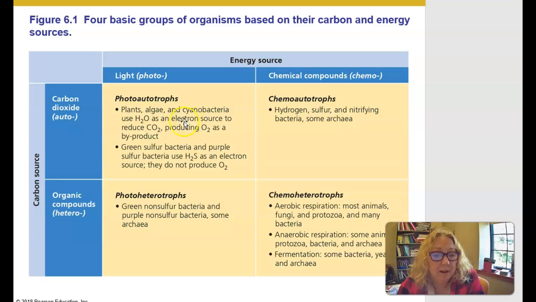Yes, look at that. So you have the energy source, in this case, plants, uses light, and they're autotrophs, right? So this is plants, green bacteria, things like that. Autotrophs, but they use chemicals. This is some archaea, some bacteria. Photoheterotrophs. These are green non-sulfur bacteria, and chemoheterotrophs. These are aerobic respiration, most animals, fungi, protozoa, bacteria, aerobic respiration, things like that. Chemoheterotrophs.